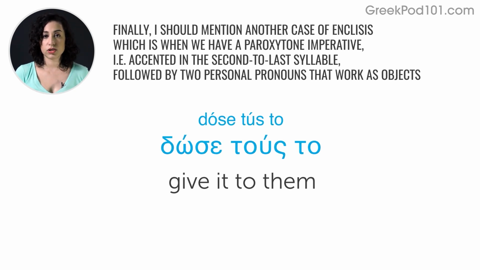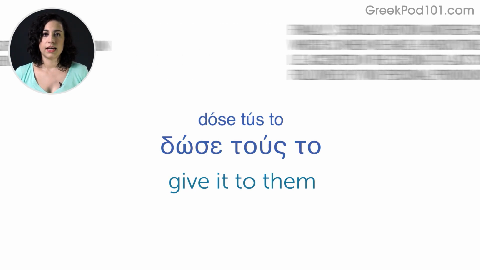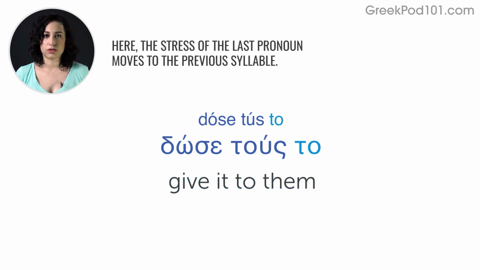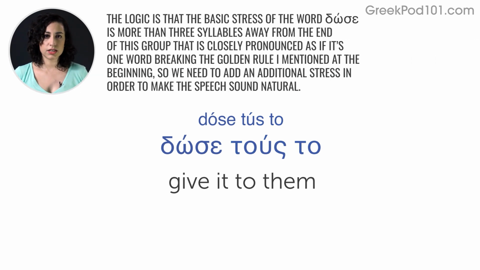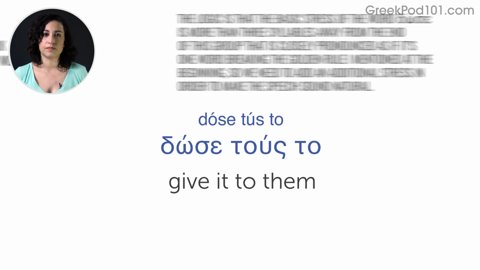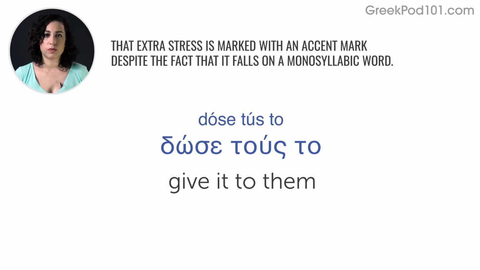For example, δώσε τους το, give it to them. Here, the stress of the last pronoun, which is to, moves to the previous syllable, which is the pronoun tu. The logic is that the basic stress of the word δώσε is more than 3 syllables away from the end of this group, that is closely pronounced as if it's one word, breaking the golden rule I mentioned at the beginning. So we need to add an additional stress in order to make the speech sound natural. That extra stress is marked with an accent mark, despite the fact that it falls on a monosyllabic word.